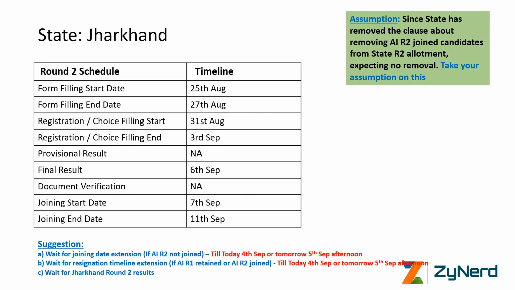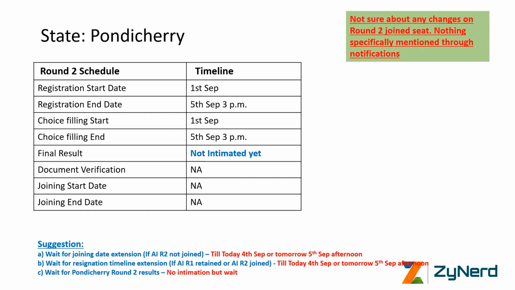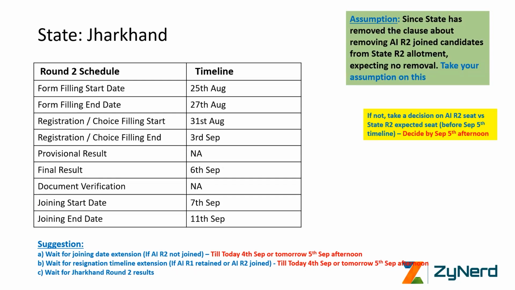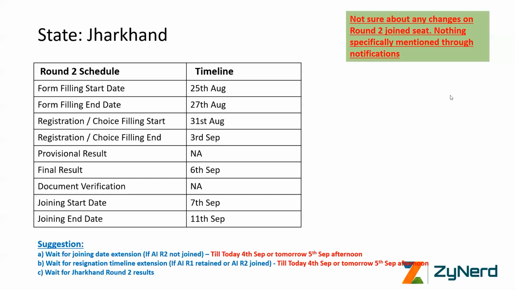Jharkhand is a state where we are a little confused because we are not entirely sure about the joining. This is an assumption you need to take. Jharkhand is a state where you are not sure about any changes on the round 2 joining seat, since nothing is specifically mentioned because the prospectus is not published. They go with the old guidelines. They do it as and when it comes, on an as-and-when basis.